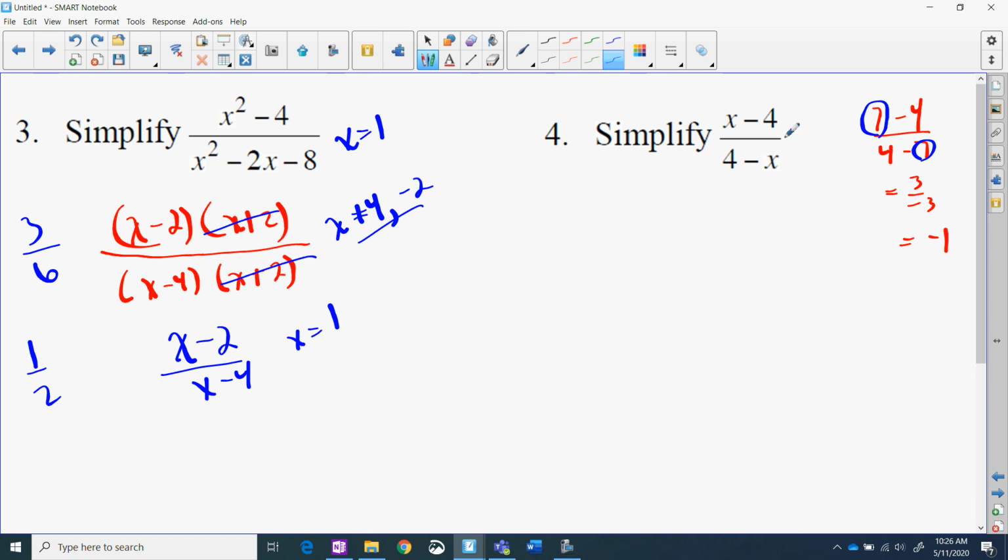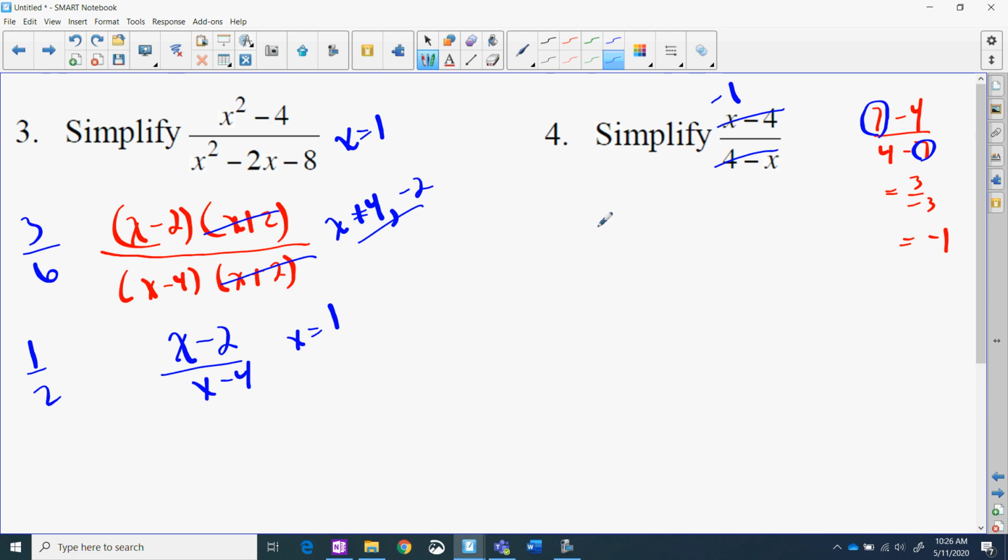Which means if you ever see this, x take away 4, divided by 4 take away x, you can simply cross them out, and the answer is a negative 1. Because the numerator and denominator are always the exact same with one exception. Either the numerator is positive and the denominator is negative, or vice versa. The numerator is negative and the denominator is positive, because they're always going to be opposites.